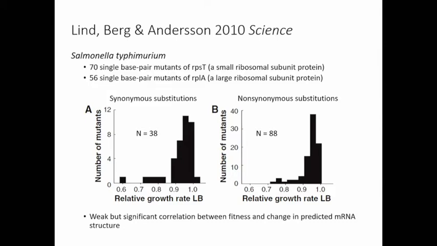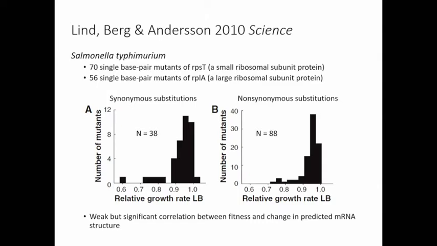And you can see that there's a pretty wide distribution in both the synonymous and non-synonymous mutations, clustered around one. This is relative growth rate, so the wild type has a growth rate of 1. All of these mutations in this particular example are deleterious mutations. They all decrease growth rate compared to the wild type, but you can see there's a pretty wide range of effects here. And in fact, the synonymous and the non-synonymous distributions are not distinguishable from each other.